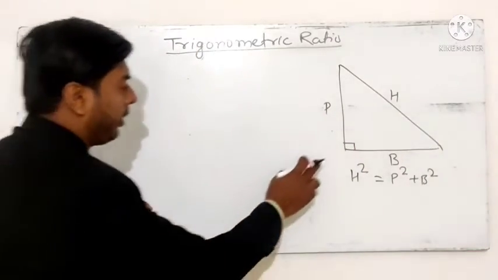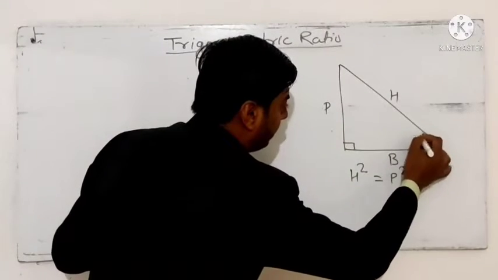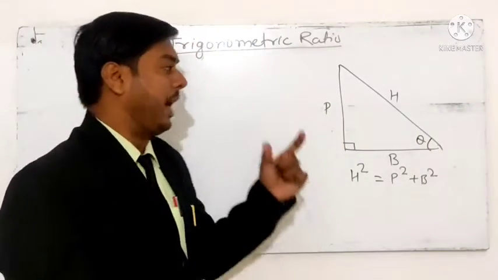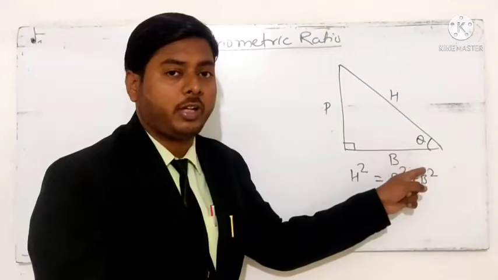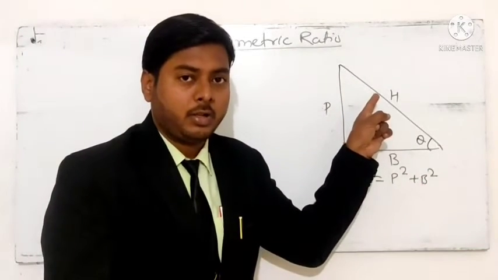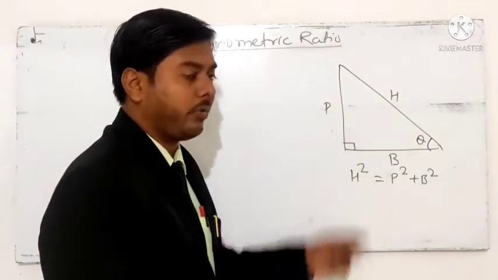So when you take here the 90 degree, this angle is called theta. And when this angle is called theta, then this other angle is called 90 minus theta degrees. But we will discuss that later. First of all, you should know how it is found.